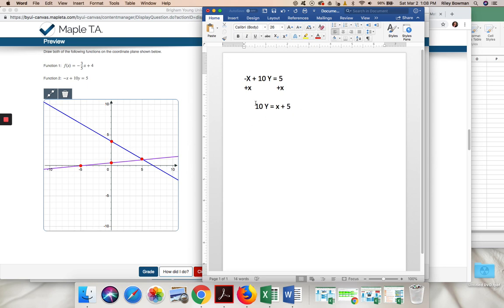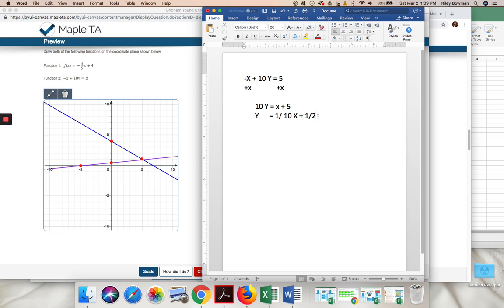Then I need to continue solving for y by dividing everything by 10 so that this cancels out. 10 divided by 10 is 1, which leaves us with just y. So this is y. Now I need to divide the other side by 10. The number in front of the x is a 1 because nothing's there, which gives me 1 divided by 10, so 1/10 x. And then add 5. 5 divided by 10, I have to divide it by 10 as well. 5/10 is reduced to 1/2.